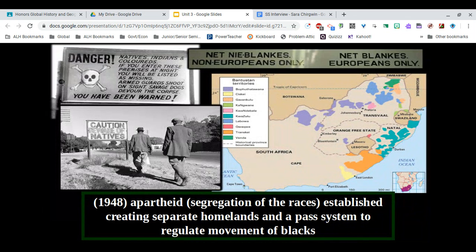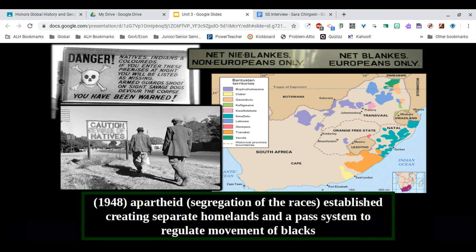So in 1948, apartheid was established. South Africa had gained their independence at this point for a very long time, but they didn't have this set of apartheid laws until 1948. And apartheid just means the segregation of the races. You can see right in that word that you see the word apart. Blacks and whites are going to be apart.